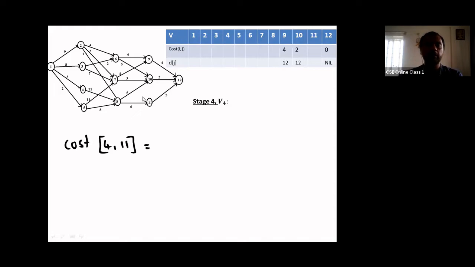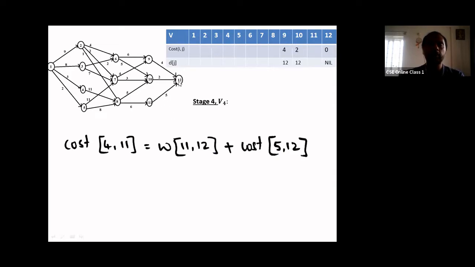In the same way, we are left with vertex 11. Vertex 11 is in stage 4. It has one outgoing edge, so there is not much computation. It is the weight of connecting from vertex 11 to vertex 12, and the shortest path from 12 to sink, that is cost of 5 comma 12, fifth stage vertex 12, which can be given as 5 plus 0. And as there is no much computation, after reaching 11, you have to go to 12. So D of 11, the direction after 11, is 12.